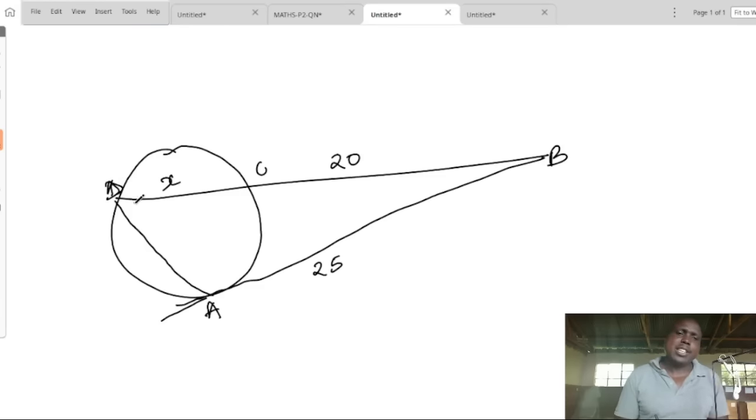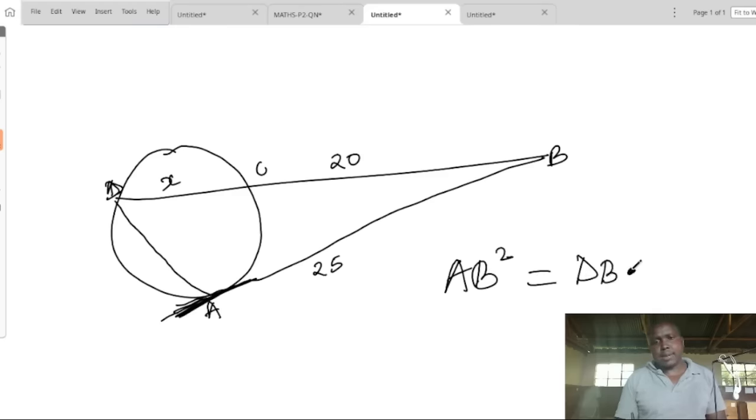So for this one, how will you get this length? You need to know that so long as this one is a tangent on the circle, then AB squared, the tangent squared, is equal to DB times CB. So AB squared, which is 25 squared, is equal to DB, which is X plus 20, times CB, and our CB is 20.